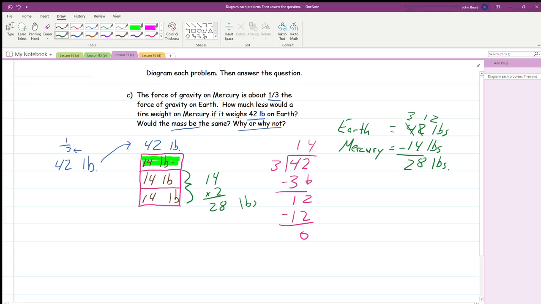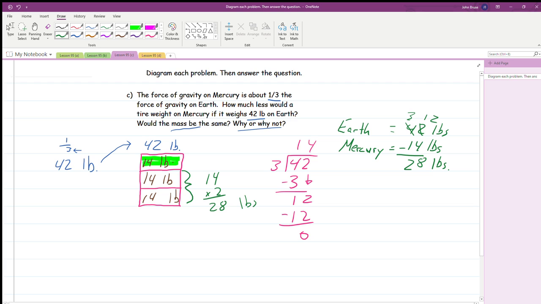All right, would the mass be the same? Well, mass is how much stuff is inside you. Like how much mass you have never changes. It doesn't change if you're on the moon or if you're in outer space, if you're on Jupiter or Earth. It doesn't matter. Your mass is always the same. Your weight is the amount the gravity is pushing you down wherever you're at. So on Earth, you weigh 42 pounds, but your mass is the same as it would be on Mercury.